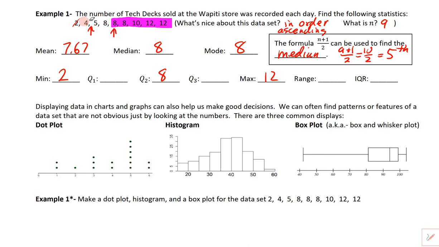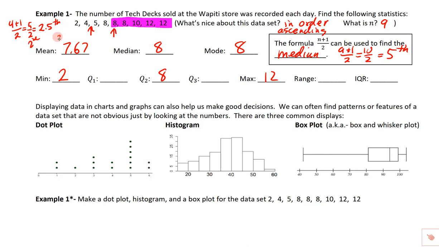Now, I'm going to use this formula again and show you how this would work. I need to find the middle of 4 pieces of data. So I'm going to do 4 plus 1 divided by 2. That's 5 divided by 2, and I get 2.5. Okay? That means it's going to be the 2.5th one. So that's going to be right in between the second one. Whoops, let me write it this way.